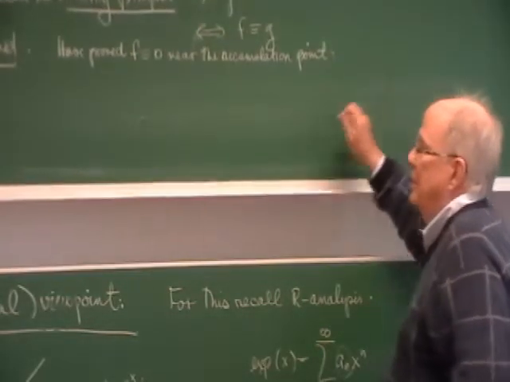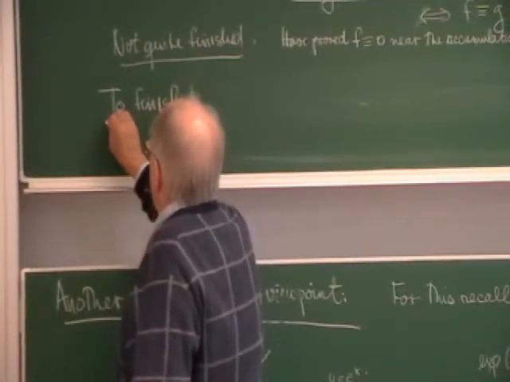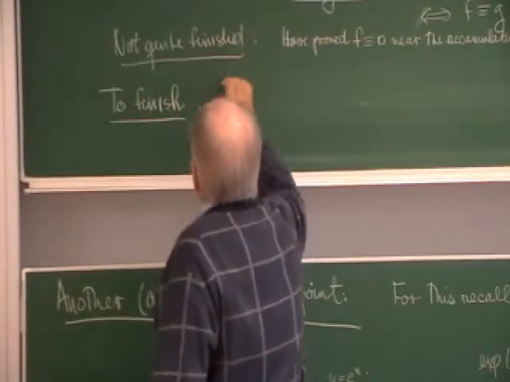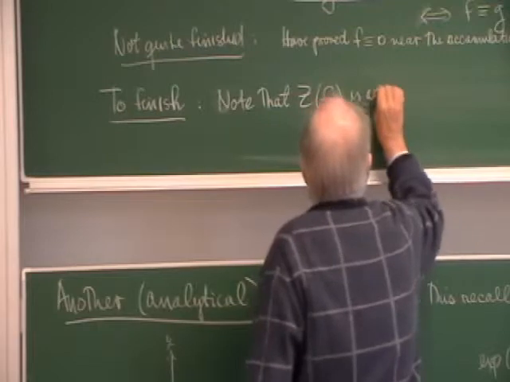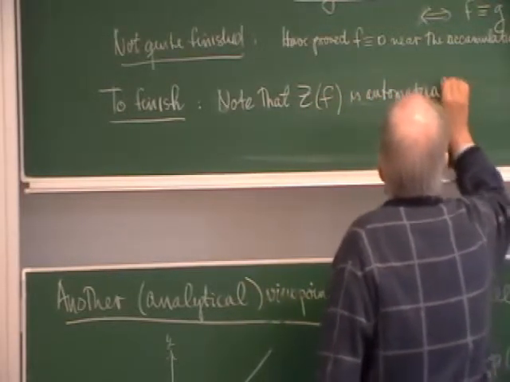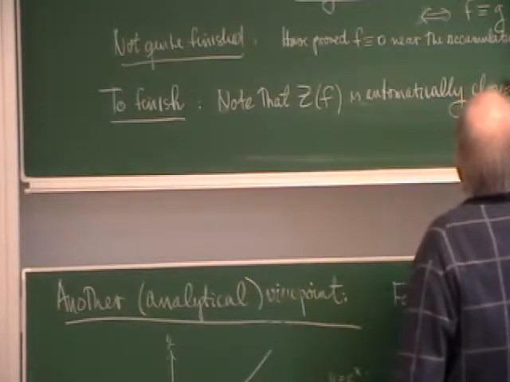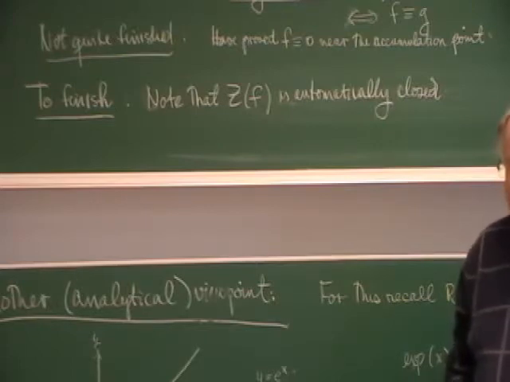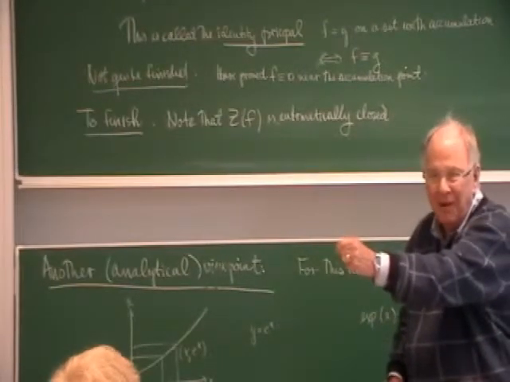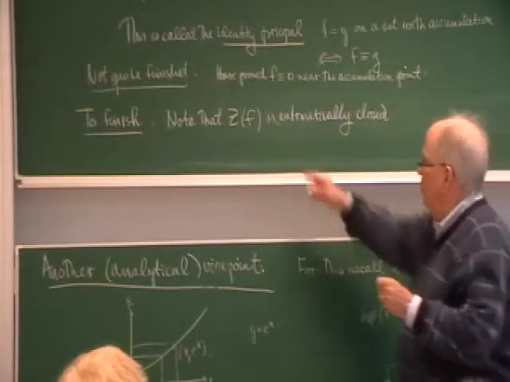So, now to finish the proof, we note that this set is automatically closed. You okay on that? The zero set of a continuous function, or the level set of a continuous function, is closed. That is a stupid remark. If F is zero on a sequence which has a convergence point, then it's zero at the convergence point. Right? So this is automatically closed.